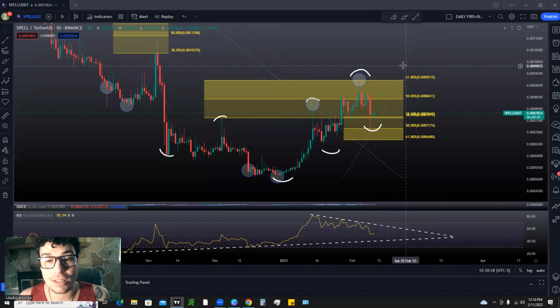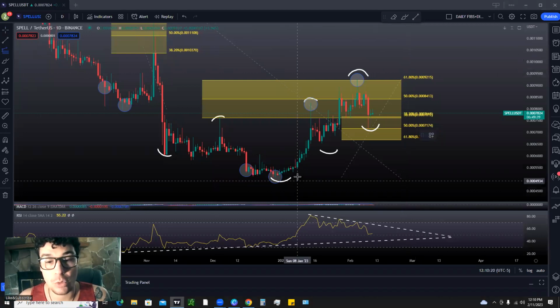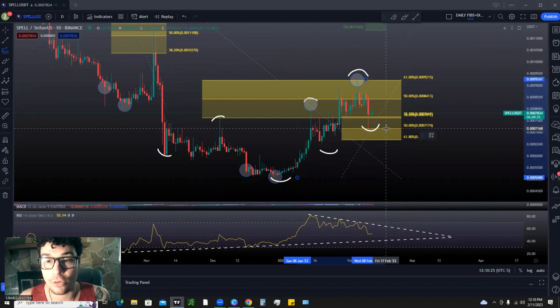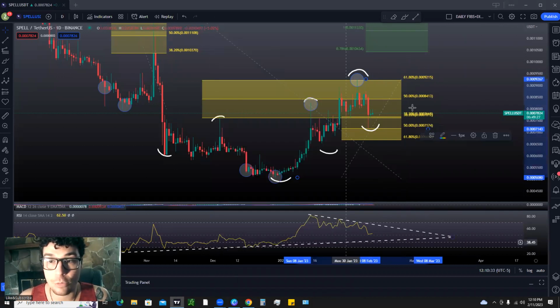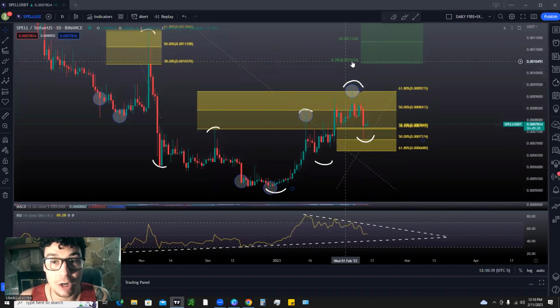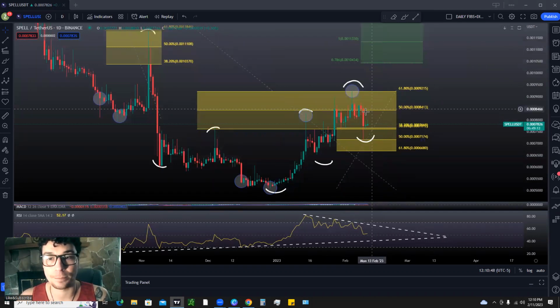If we break above this 61.8% retracement level, we do have some bullish price targets we can go over. I'll go ahead and pull those up for you guys real quick. Let me add on our 786 real quick. If we do get the reversal and break through our 61.8% resistance level, we're going to be looking at 0.0010434 as well as 0.0011330 as some potential bullish price targets to the upside.